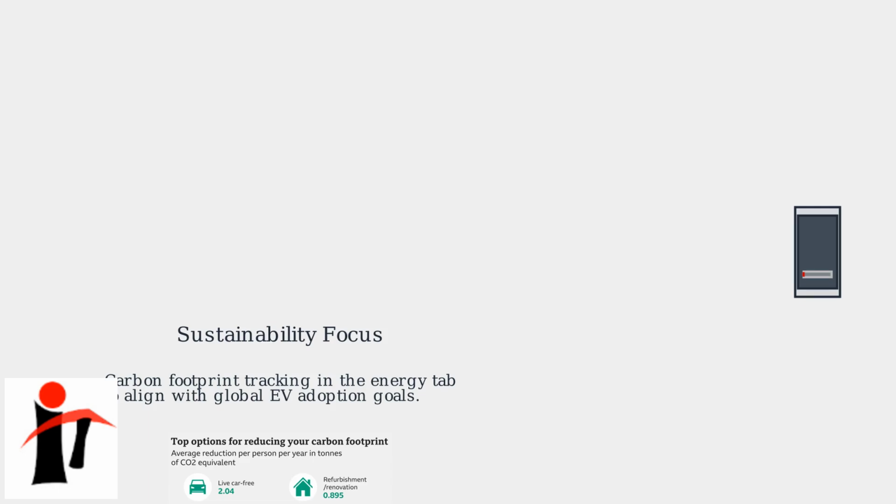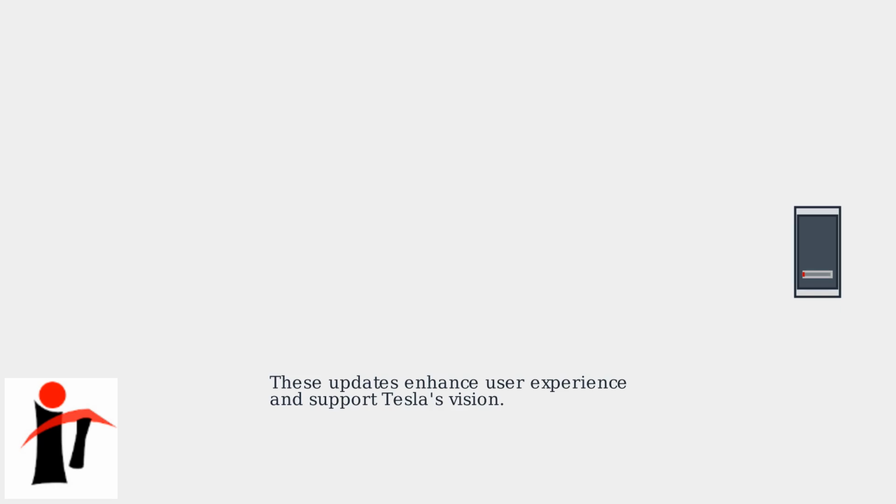A new sustainability focus includes carbon footprint tracking in the Energy tab, helping users monitor and reduce their environmental impact while supporting global electric vehicle adoption goals. Together, these enhancements improve the overall user experience and demonstrate Tesla's commitment to innovation and environmental responsibility.